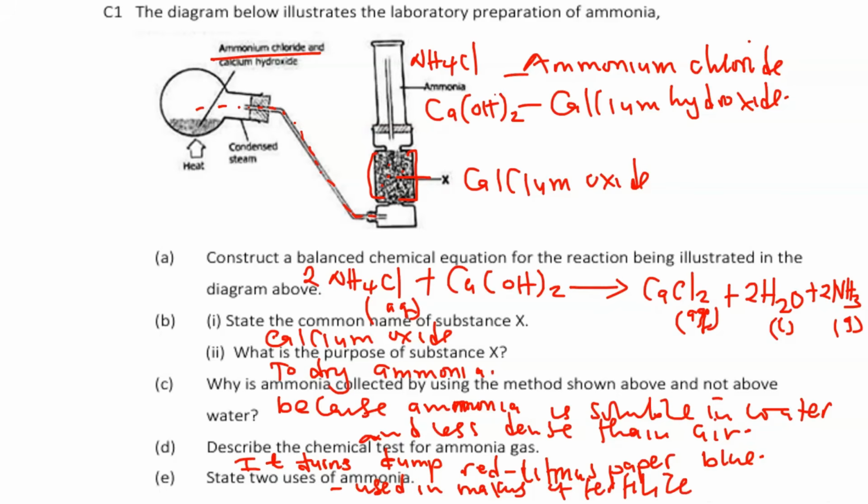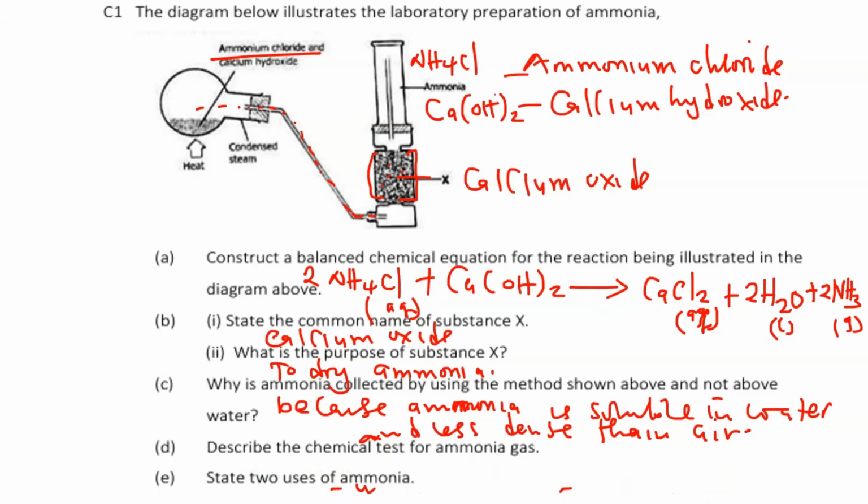So you've heard of ammonium fertilizer. So it is used in making of fertilizer. Please take note of this. I guess the point is clear. Okay, so used to make or manufacture fertilizer. Let me put used in manufacturing of fertilizer. Okay, used in manufacture of fertilizer.